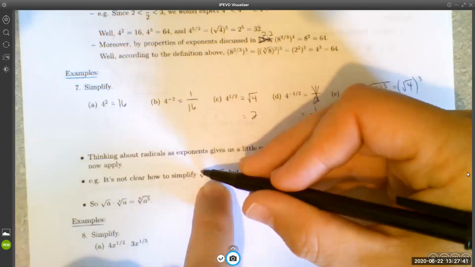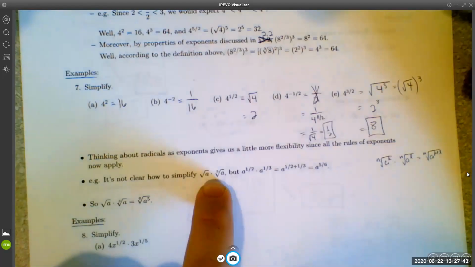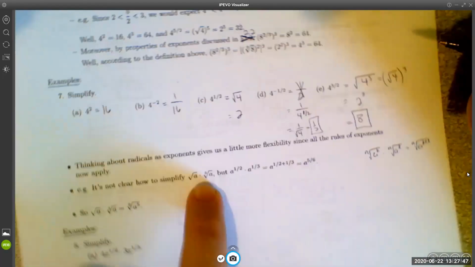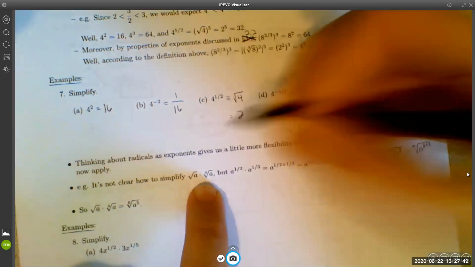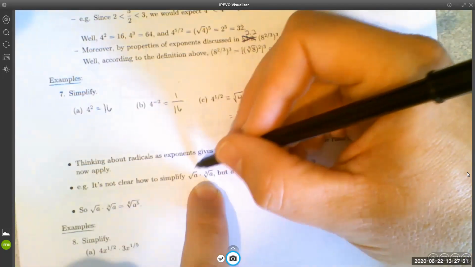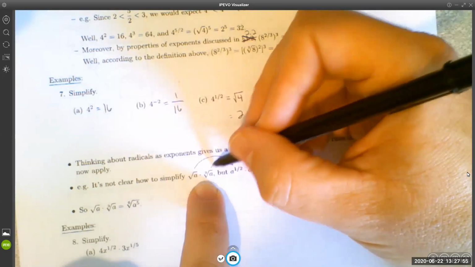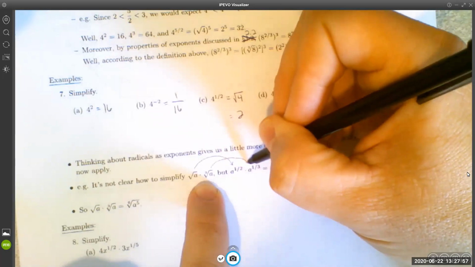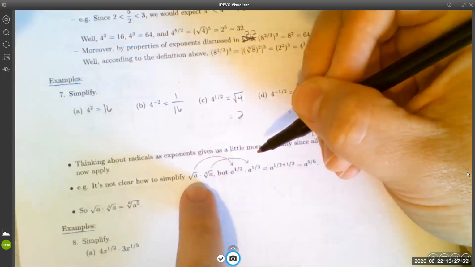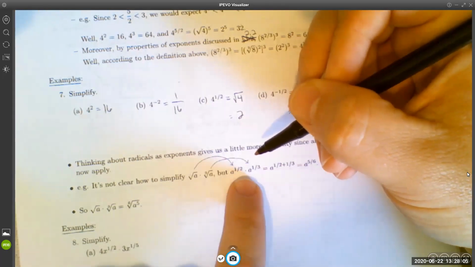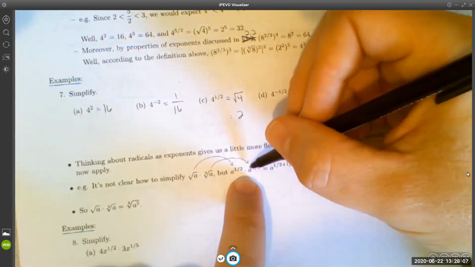But what if the indices don't match? Here we have an index 2 and an index 3, and we're trying to multiply these together. It's not clear how to do that in radical notation, but you can rewrite these. Square root of a is the same thing as a to the 1/2 power. Cube root of a is the same thing as a to the 1/3 power. So square root of a times cube root of a is really the same thing as a to the 1/2 times a to the 1/3.